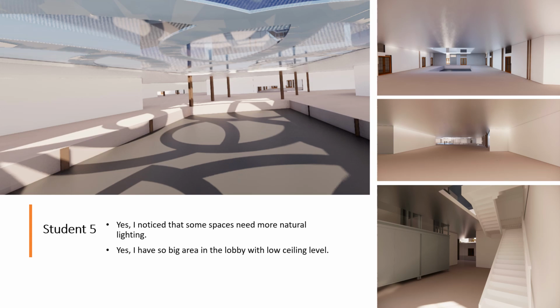Student 5: Yes, I noticed that some spaces need more natural light. For instance, this is very, very important. Therefore, the student will think about how to adjust this by increasing, for example, the glazing surface, or adapting other techniques or other solutions to improve or enhance the level of the light required for the space. Also, yes, I have a big area in the lobby with a low ceiling level.